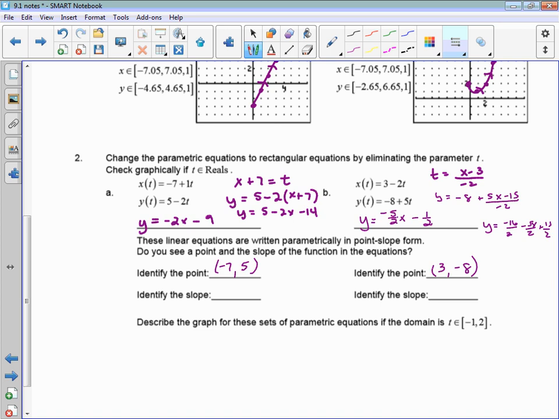And guys, you can also pick out the slope just by looking at your parametric equations. Slope is change in y over change in x, right? So I'm going to look at the y equation first. Do you see how -2 is like slope on your y? So that's the change in your y, and the 1 would be the change in your x. So slope is just -2 over 1.